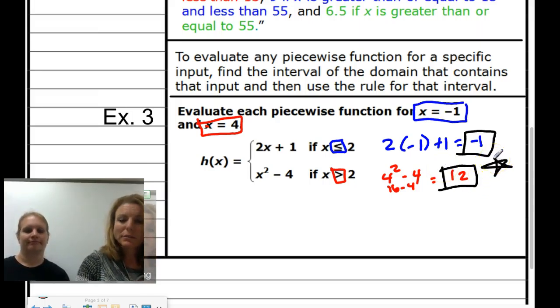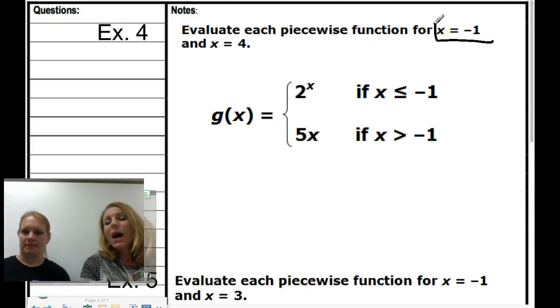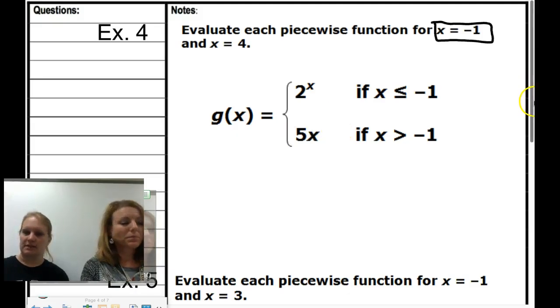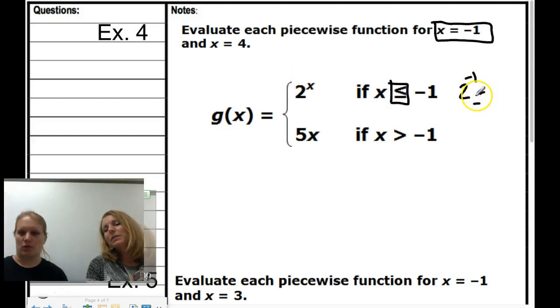Next page. Example 4, let's try this one. So again, x is -1. We're going to do that first. So obviously, it's got to be less than or equal to. So we have to use the first one, which is this one. So we're going to plug in 2 to the -1. Yes, we're plugging in -1 for x. We don't leave our answer like that, Miss Boyd. Because there's a negative exponent, we take the reciprocal, which is 1/2.